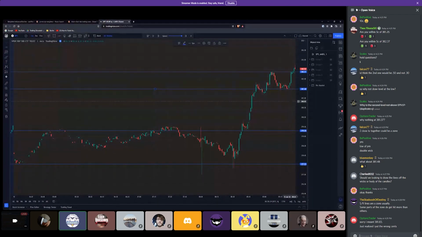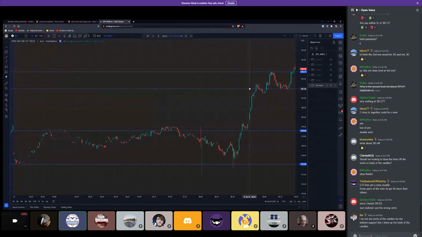So sometimes you might get the body like you did here. Sometimes you might get the wick like you here, but look at all the touches that you're getting. If you moved it down, you're missing some touches here. If you moved it up, you might be missing some touches here, but I don't think you should choose either one. If it's wicks or if it's bodies, just get all the touches that you can. And I think I have a better example of that as we go on.